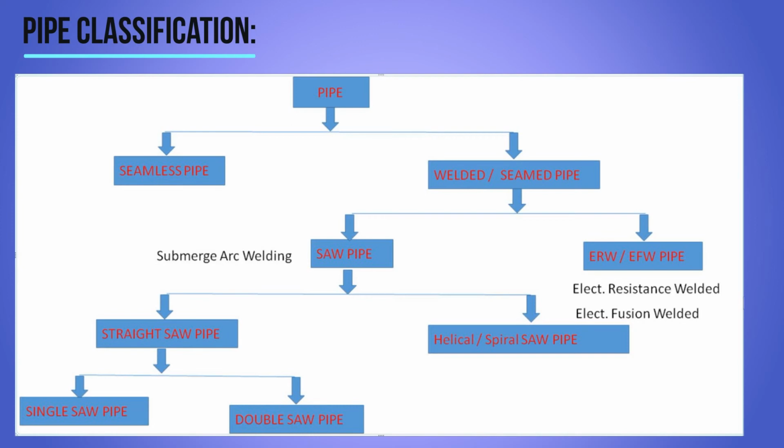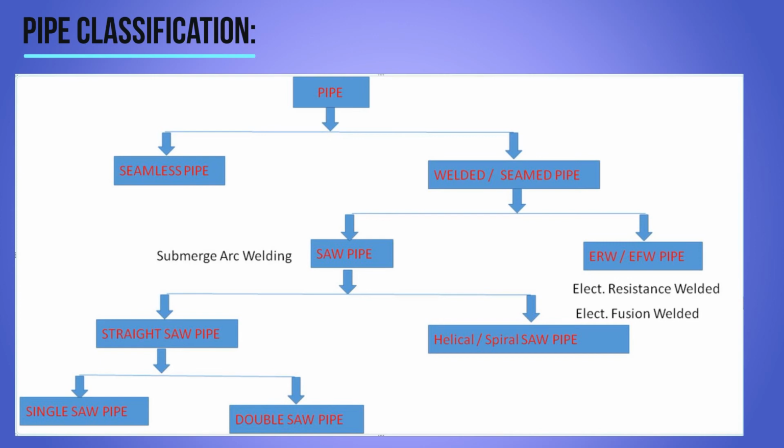While the welded or seamed pipe is manufactured normally from plate, and there could be a single welding or double welding. You can see here. See, welded pipes are of two types again further. Submerged arc welded pipes and ERW and EFW pipes. ERW means electric resistance welded pipes and EFW means electric fusion welded pipes. These are the types of welding that is performed to manufacture the pipe. So based on those welding types, the name of the pipe is given.